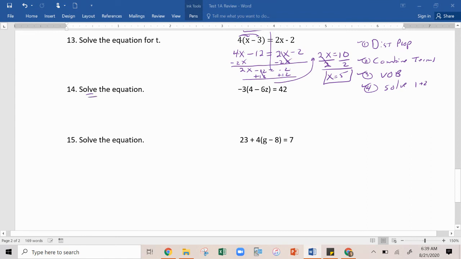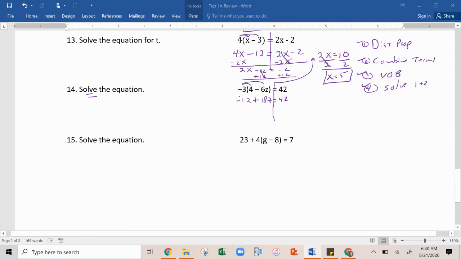Next one, same thing, we're going to solve the equation. Do I have distributive property? I do. So draw your line, distribute this, and watch out for the negatives. Negative 3 times 4 is negative 12. Negative times the negative is a positive. 3 times 6 is 18z equals 42. Now, can I combine like terms? Well, on this side, no. This side, no. Do I have variables on both sides? Well, I got a variable here, no variable here. Check. So I just need to solve.